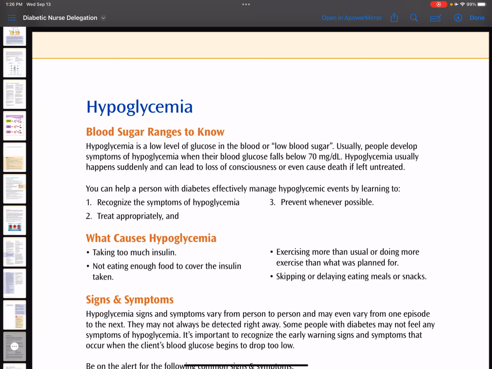Signs and symptoms to be on the alert for: if you see somebody sweating or having chills, or if you see skin that is pale, cold, clammy. If you take a vital sign, watch for tachycardia, which is a fast heart rate, or dizziness, lightheadedness, nausea, fatigue, or intense hunger, or blurred vision, headache, shakiness, and sometimes tingling in the lips, hands, feet, and confusion, trouble concentrating, nervous feeling, restlessness.